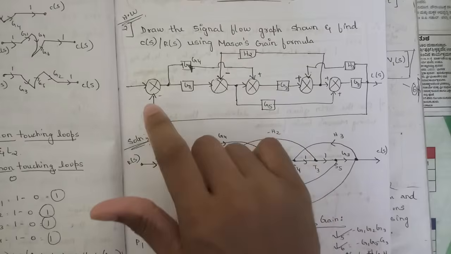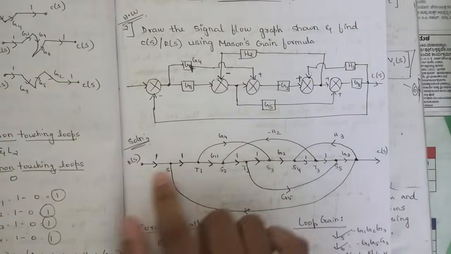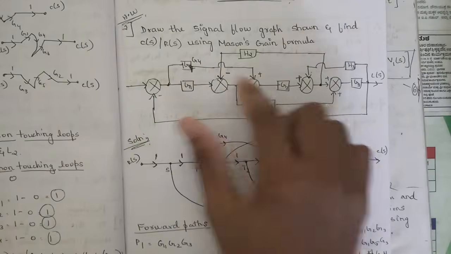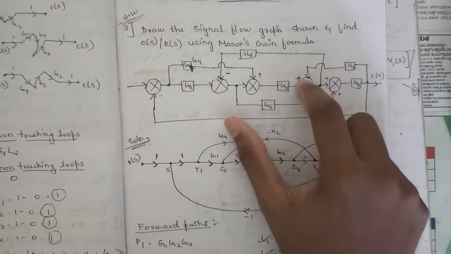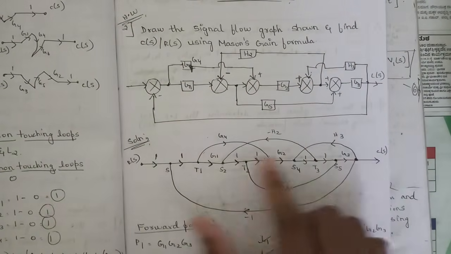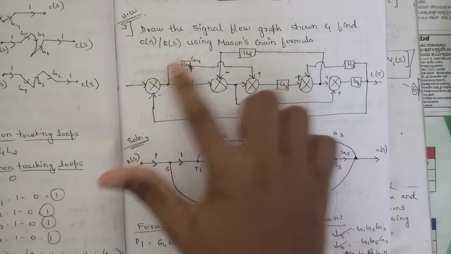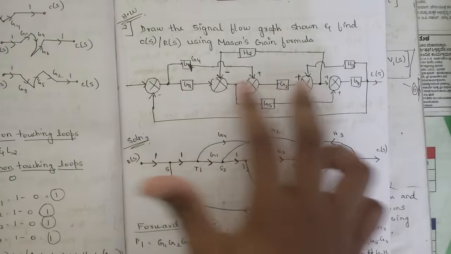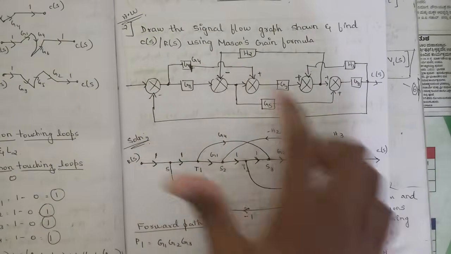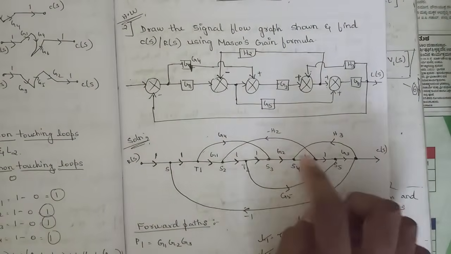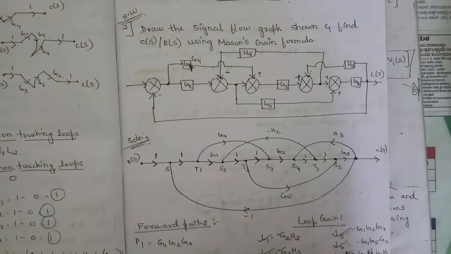What to do is we should replace all the summing points and takeoff points by nodes, and all the branches, all the directions mentioned along with the sign plus or minus, you should represent. And all the gains, which are the blocks given between the summing point and takeoff point, you should represent by lines like this. We should be plotting the signal flow graph, and you should represent it like this.